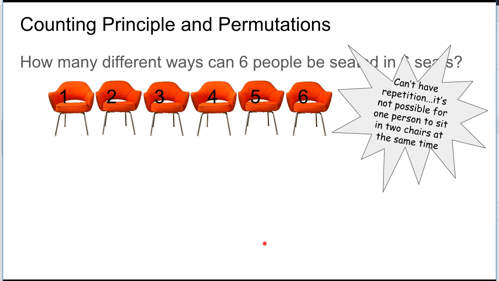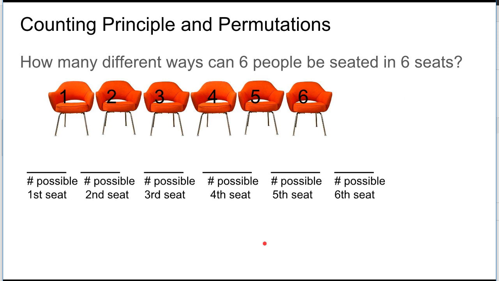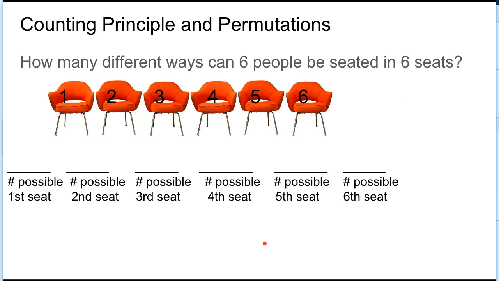So sometimes they'll give you a problem like this and they won't mention repetition or no repetition, because you're supposed to know there's no way that one person can be in more than 1 seat. Anyway, essentially I've got 6 different spots, and I've got to figure out the number of ways to fill each one of them. Well, how many different ways can I fill the first chair? Well, there's 6 of them. How many different ways can I do the rest of them? Pause it and go ahead and fill those in.